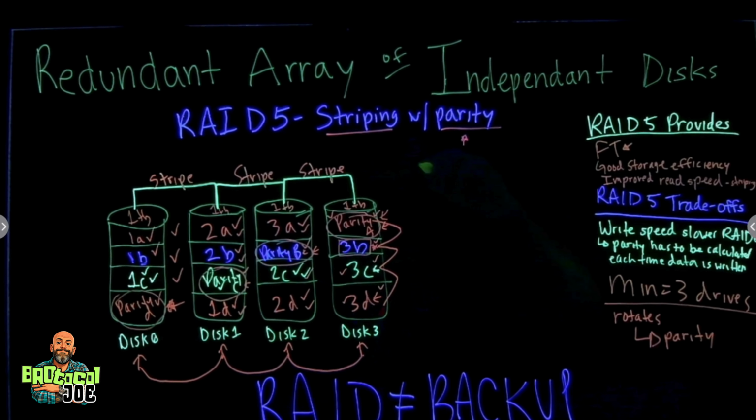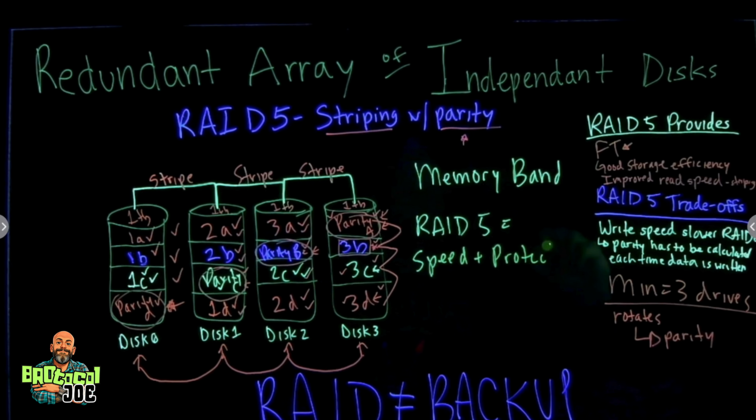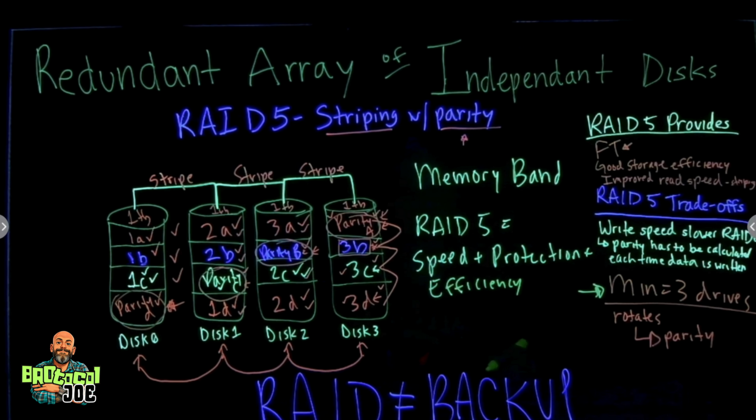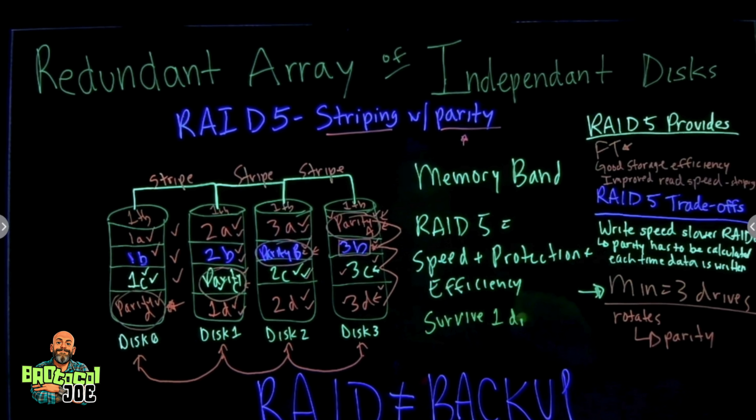Memory shortcut. So let's just add a little thing to your memory bank. In summary, RAID 5 equals speed plus protection plus efficiency. You need a minimum of 3 drives, and because you use parity, you can survive 1 drive failure.